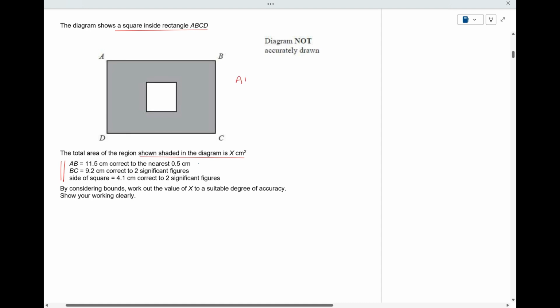AB is 11.5 centimetres to the nearest half a centimetre. So halve what it's to the nearest of. Half of a half is a quarter. So I'm going to add on a quarter and subtract a quarter. And there's my upper and lower bounds for AB.